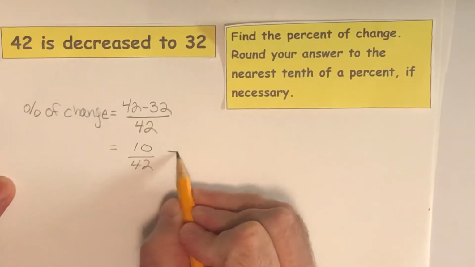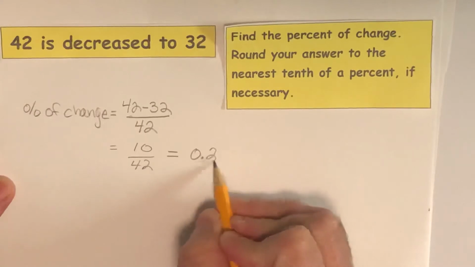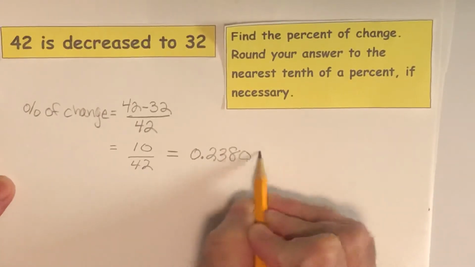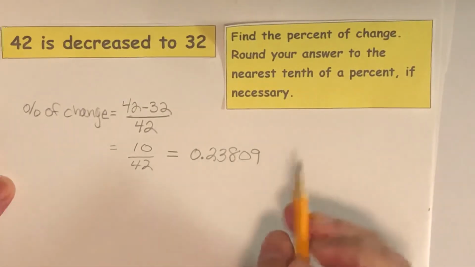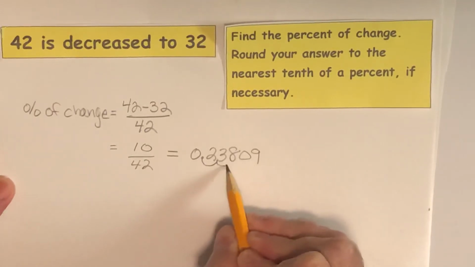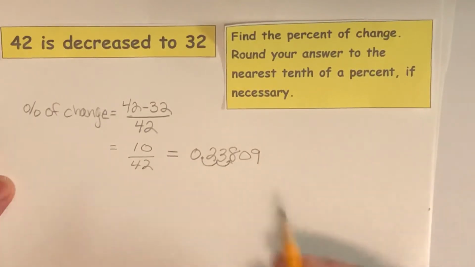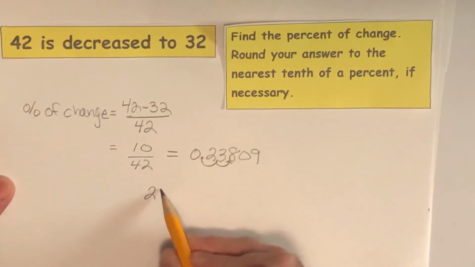If I divide 10 by 42, I'm going to get 0.23809. Now remember, our percent of change is going to be a percent. We want to find the rate at which it's decreasing. So that's going to be a percentage. To go from a decimal to a percent, if you recall, we're just going to move the decimal 2 places to the right, 1, 2, and then replace my decimal.